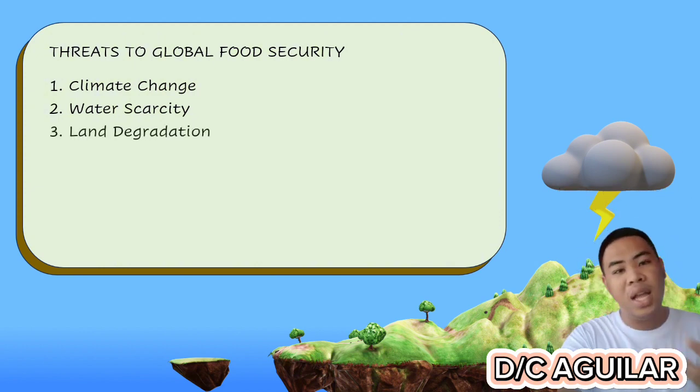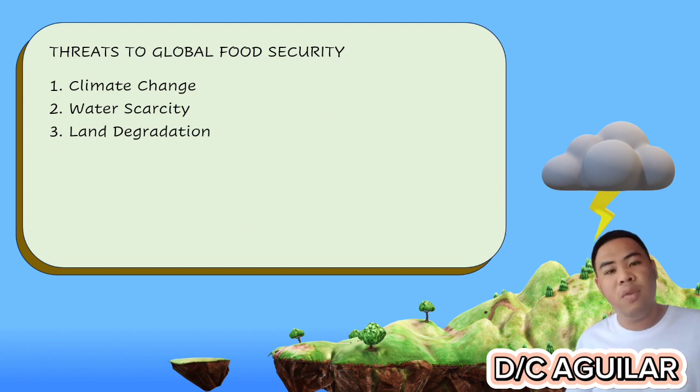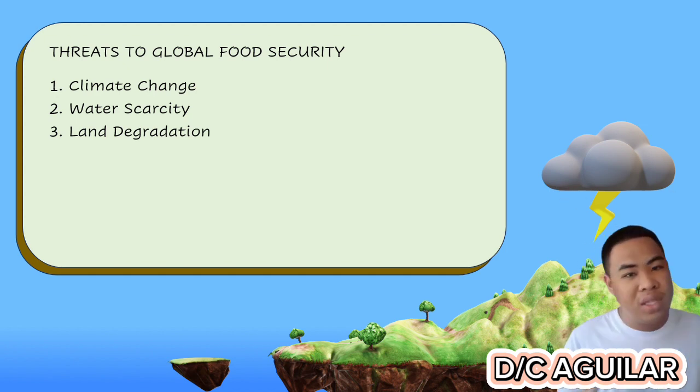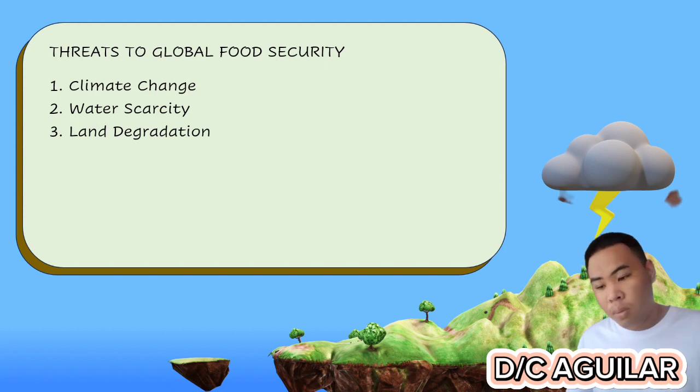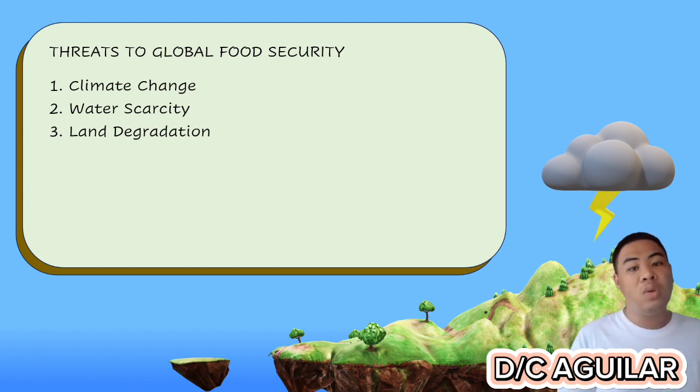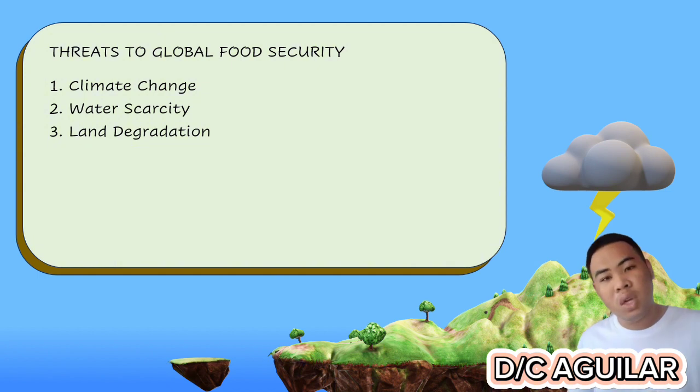Number three is land degradation. Land degradation refers to the deterioration of soil quality and fertility due to various human activities. This degradation impairs agricultural productivity and diminishes the availability of arable land. The effects of land degradation encompass soil erosion, decreased crop yields, and the loss of natural habitats. Contributing factors include deforestation, improper land use, and the overuse of agrochemicals.